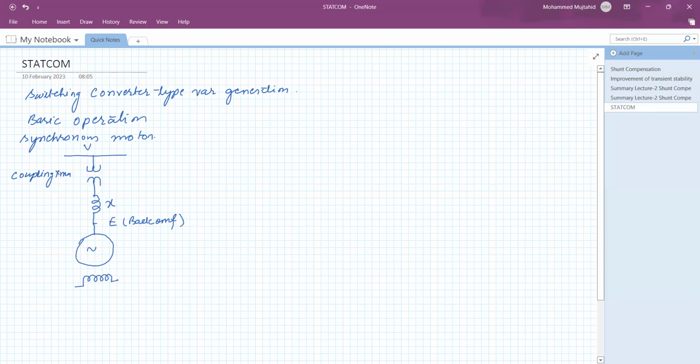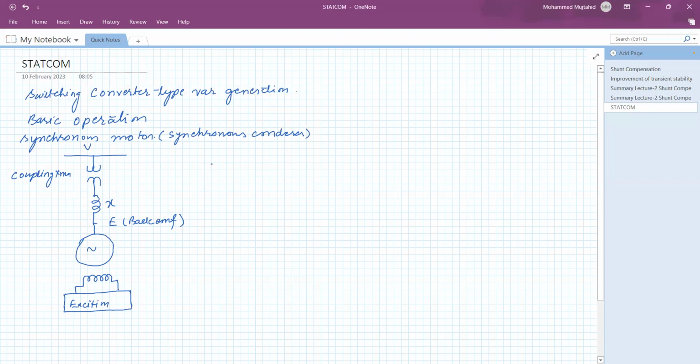In the case of a DC motor, the back EMF depends upon the speed, but the synchronous speed is constant irrespective of the load condition. Here the back EMF depends upon the excitation. So this is the excitation, and the back EMF, this is the voltage. So let us summarize the basic operation of the synchronous motor as a synchronous condenser.